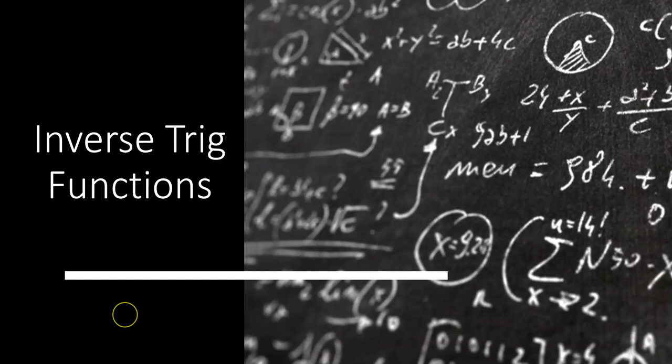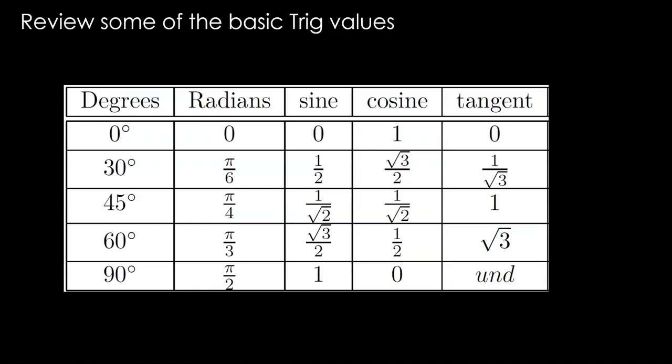In this video, I'd like to review inverse trig functions. First off, what is it? Well, let's remind ourselves of some of the basic trig values. For some reason, 0, 30, 45, 60, and 90 are important. Or in radians, because we're grown-ups, we use radians: 0, pi over 6, pi over 4, pi over 3, and pi over 2. Here's a table. You can pause it and copy it if you'd like.